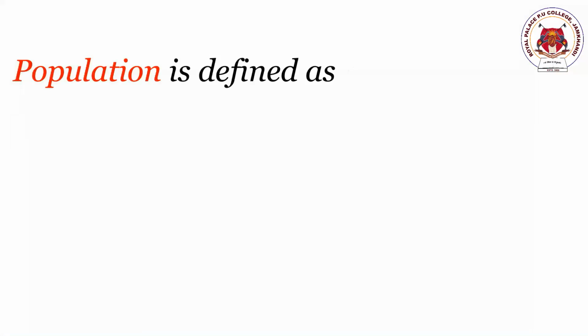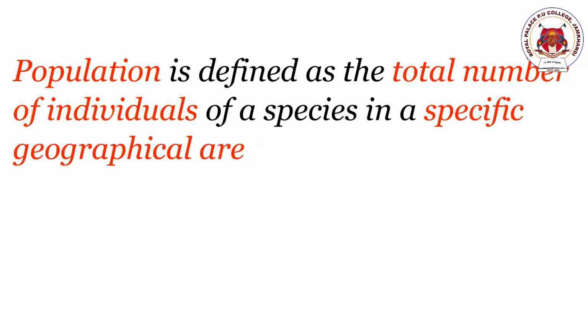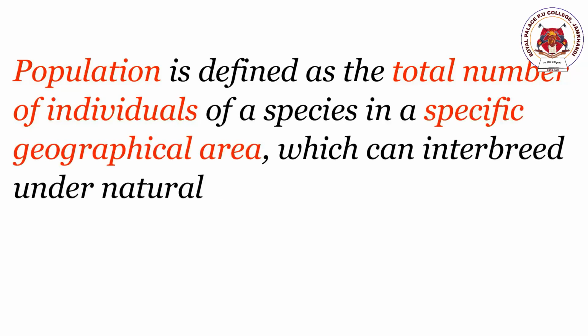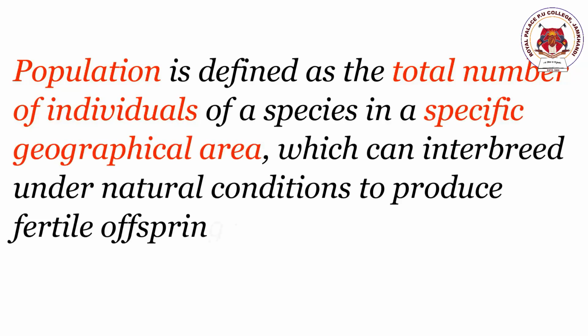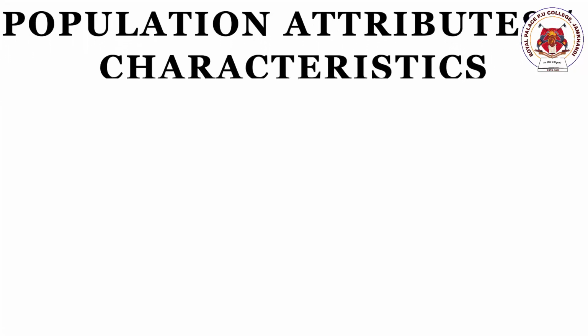Before going to the attributes of a population, let us recall the definition of a population. Population can be defined as the total number of organisms or individuals present in a specific geographical area at a specific time, and these individuals or organisms can interbreed among themselves under natural conditions and can produce offspring which are fertile in nature, which means that the production of these fertile offspring can continue from generation to generation. Coming to the characteristics or attributes of a population, we need to study 4 points.